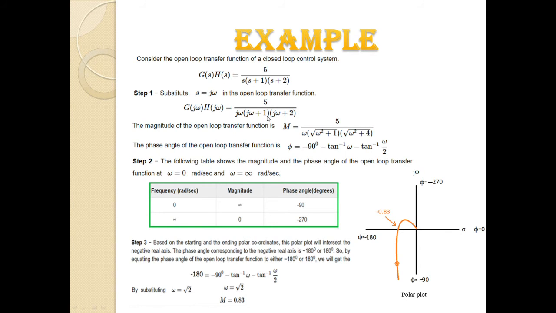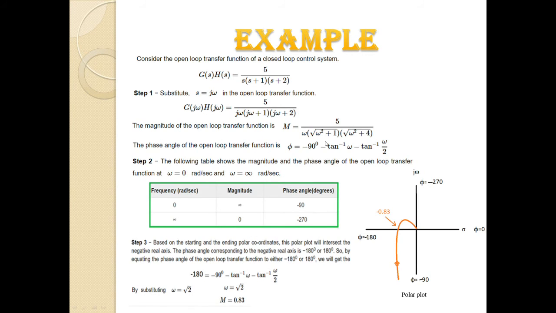And each of the terms will contribute the angle in minus because all these terms are located at the denominator. If this term is located in the numerator, then it will give the angle contribution in plus sign. So here for 1 by j omega, the angle is minus 90 degrees. And for 1 by 1 plus j omega, this angle is tan inverse omega by 1, that means actually tan inverse omega. And for this j omega plus 2, that is tan inverse omega divided by 2. So in this way we can calculate the phase angle.